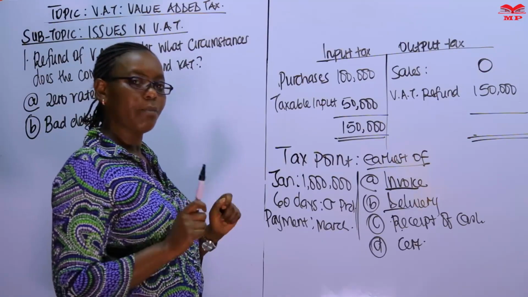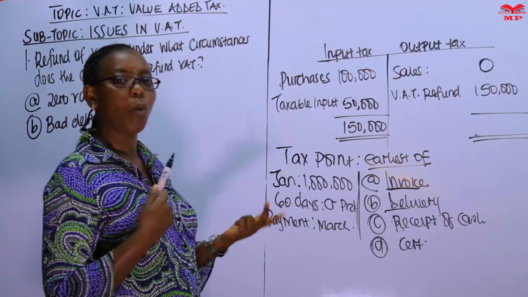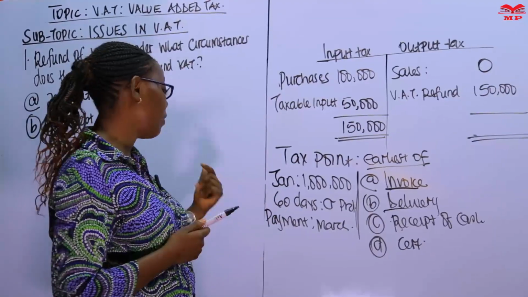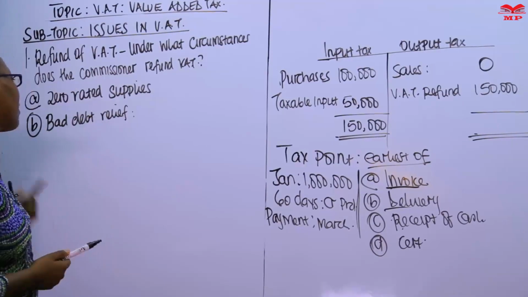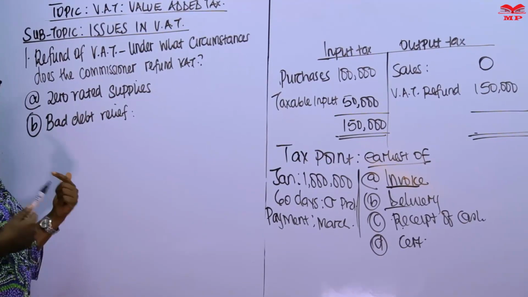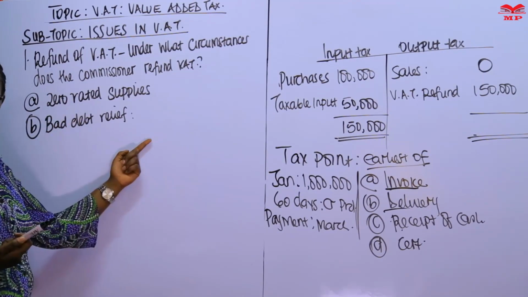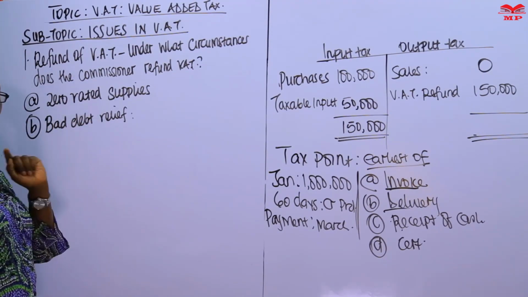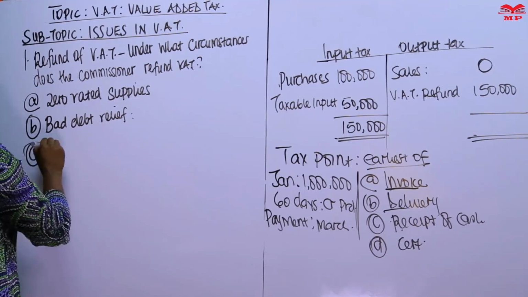So should that business be declared bankrupt or 3 years have expired, that means there is no hope of ever getting that money back. Then this VAT that you had paid over to the commissioner, you request the commissioner to refund you, or to allow you to deduct bad debt relief from your output VAT. Then the other one is inventory relief.